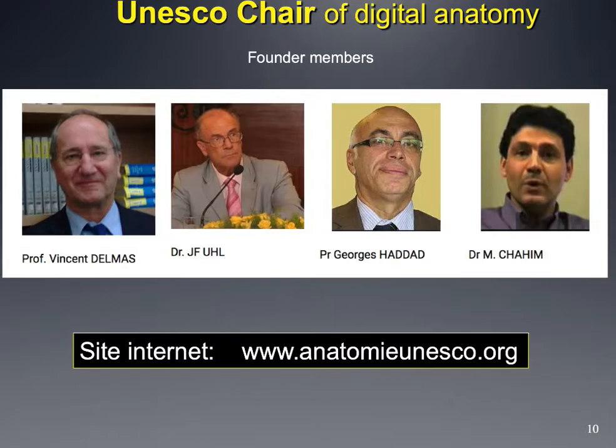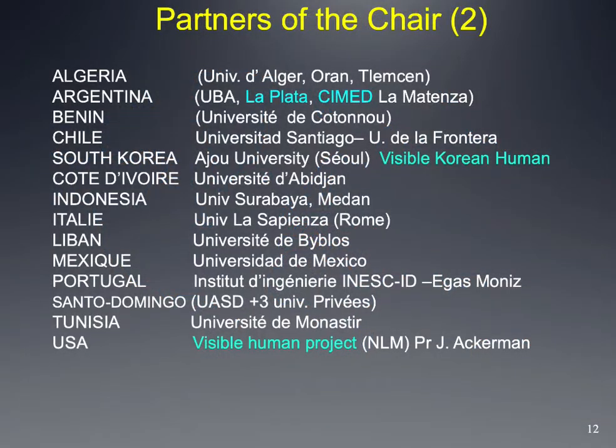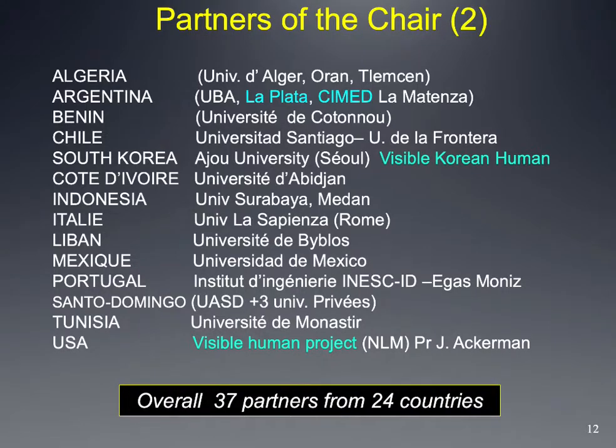The website is dedicated to digital anatomy. The partners of the chair, as you can see here, are all over the world. You can see on the left North and South America, you can see Europe, you can see a lot in Africa, and also in Asia, in Indonesia. Here is the list of the partners, the first ones being in Algeria, in Argentina, and in Santo Domingo. Overall, we have 37 partners from 24 countries.